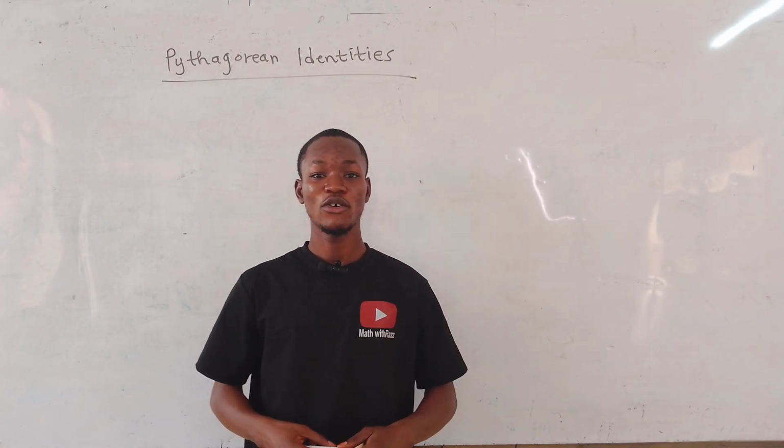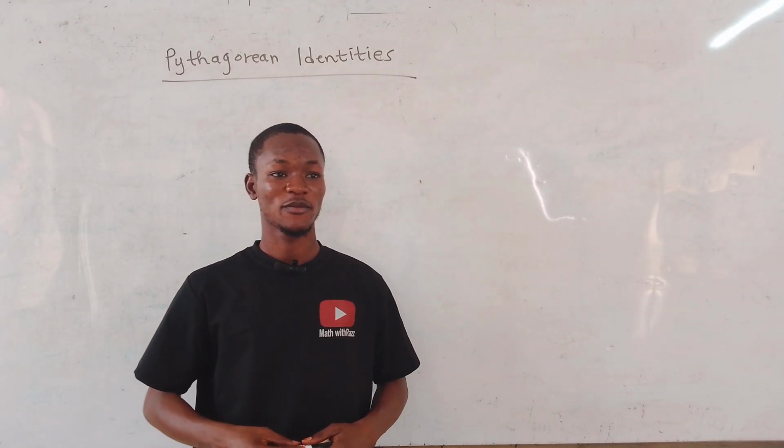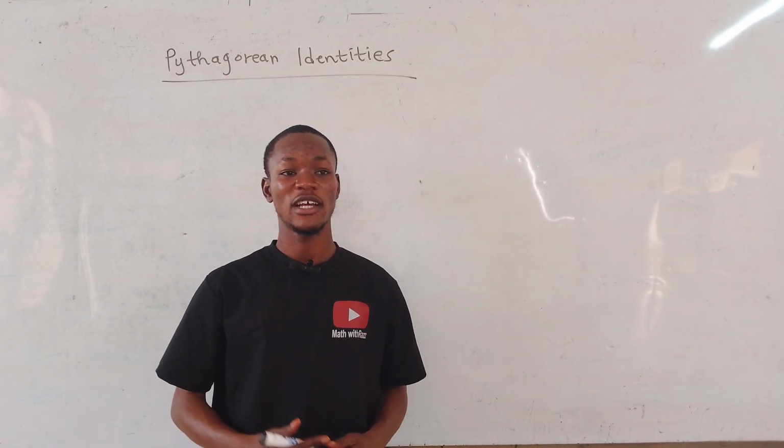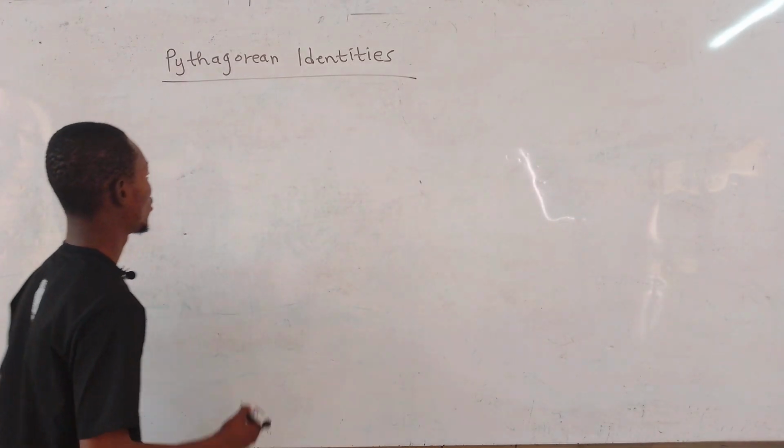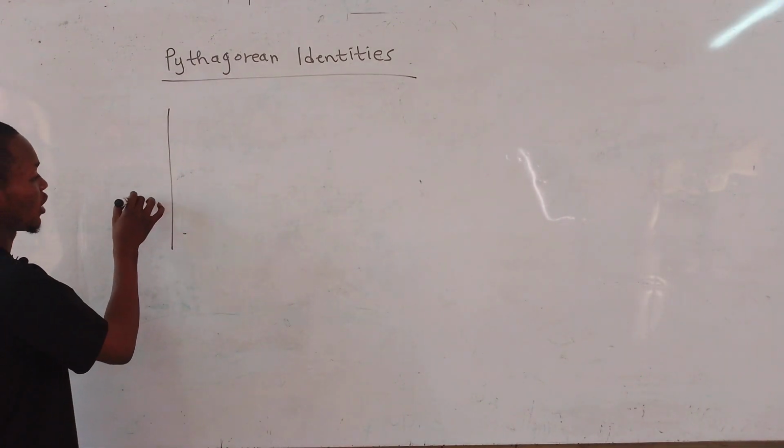In today's session, we are going to look at the Pythagorean identities. There are three Pythagorean identities that we are going to look at how to prove. Now let's take into consideration this right angle triangle.